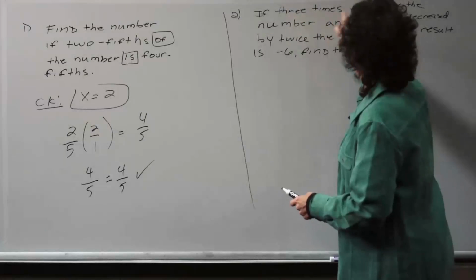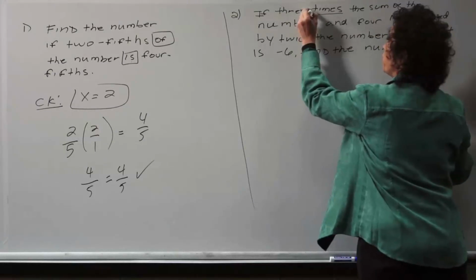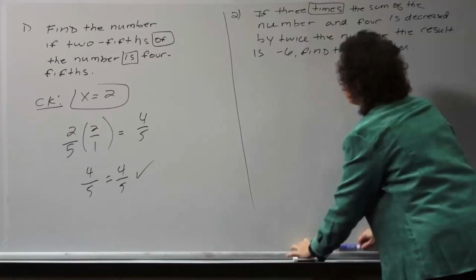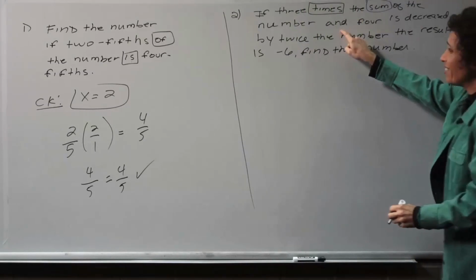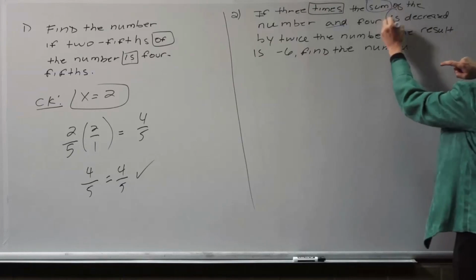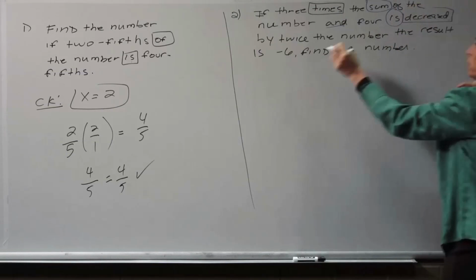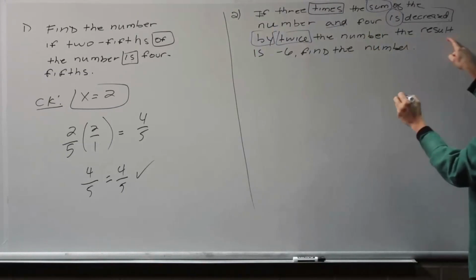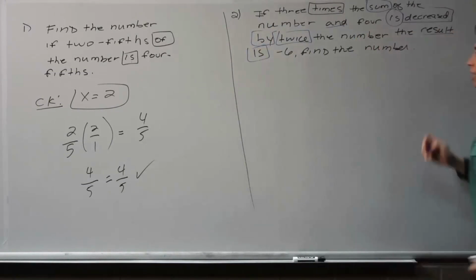Okay, if 3 times the sum, oh, now this is an interesting one. 3 times, so we have times as a keyword. I'm going to use a little different color so that maybe you can see this a little better. The sum of the number, that's not a keyword, but it's an important word. Is a keyword. Decreased by is important. Twice is important. The result is, here's your keyword, -6.